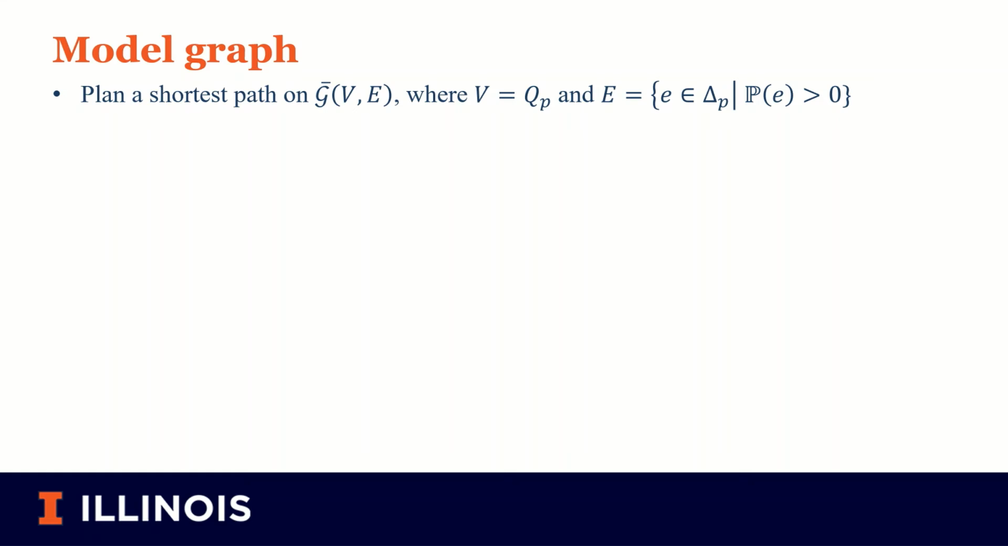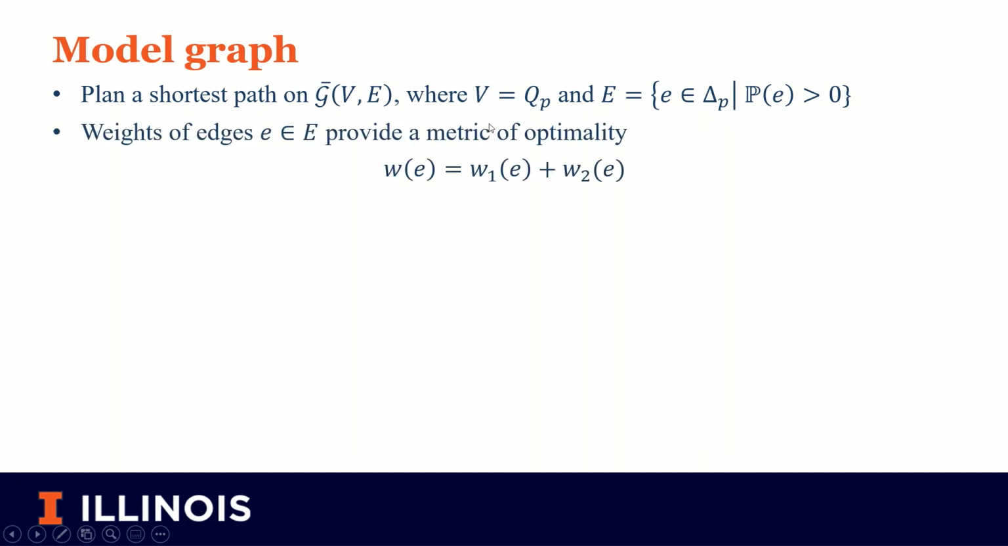The first procedure in our solution is to create a model graph G bar. So G bar is exactly the product transition system with the same states and edges, but the edge might be in the graph or not with some probability P. And you assign weights to these edges, which provides a metric of optimality.